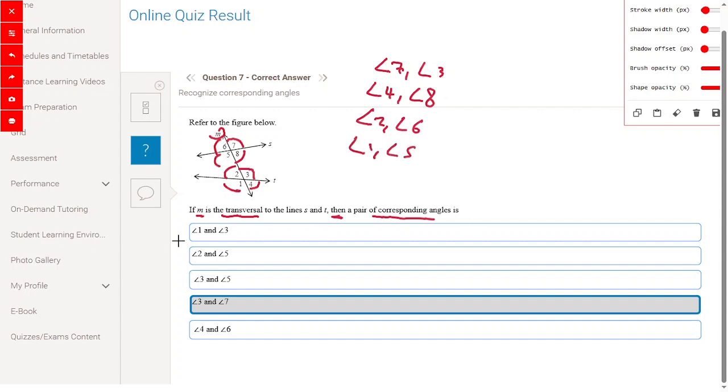So now let's see the answers here. We have angle 1 and angle 3, these are vertical angles. Angle 2 and angle 5, this is co-interior angle. Angle 3 and angle 5, this is alternate interior angle. Angle 3 and angle 7, yes, corresponding angle. Angle 4 and angle 6, there is no relation between them.